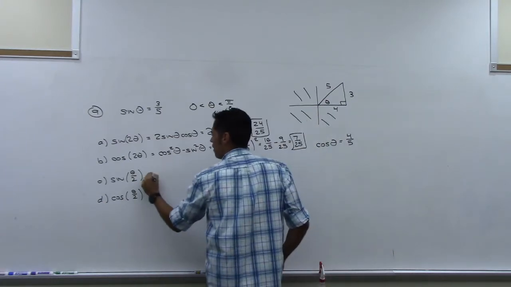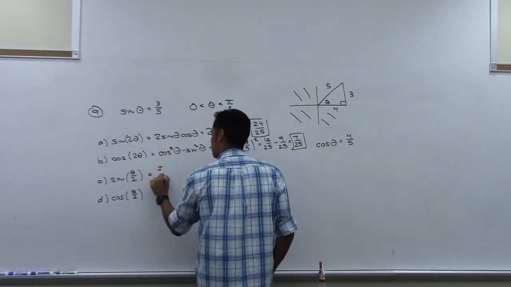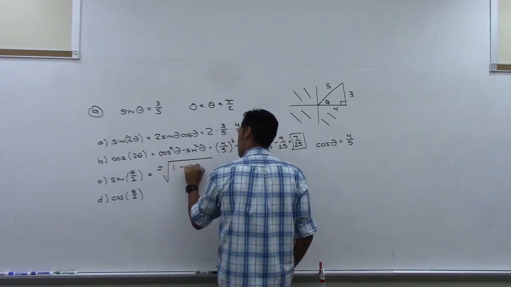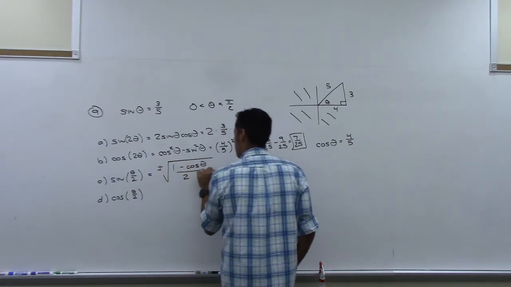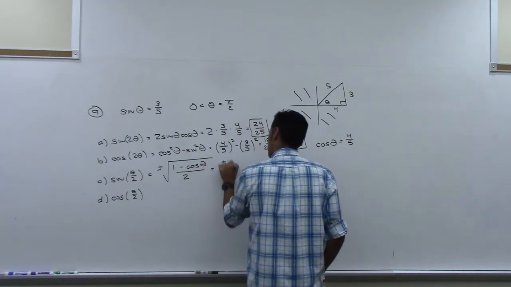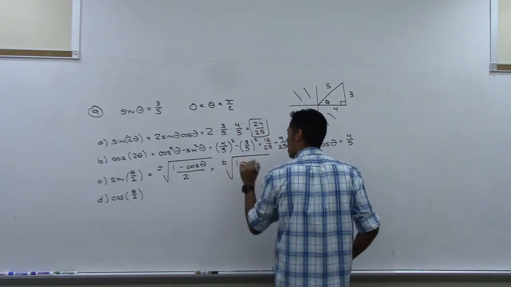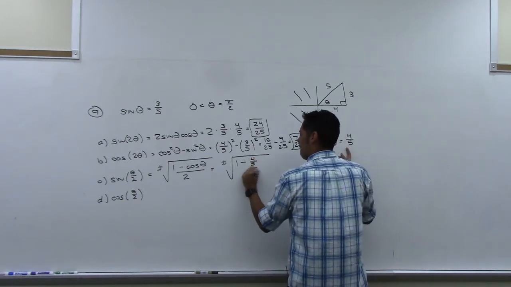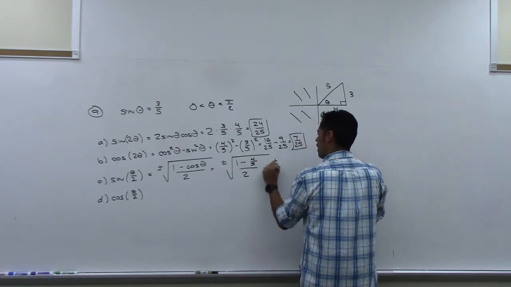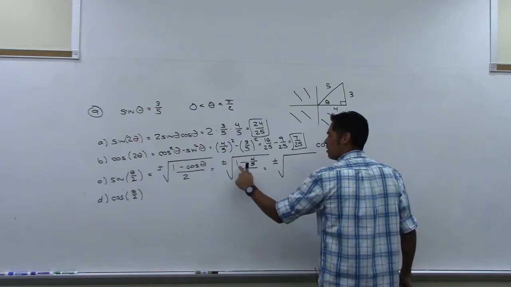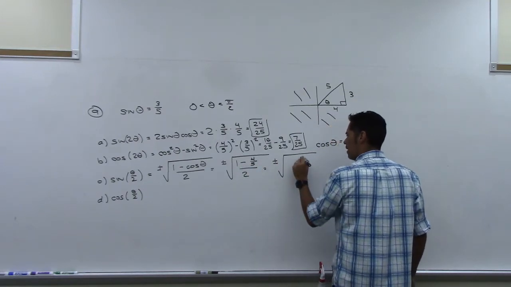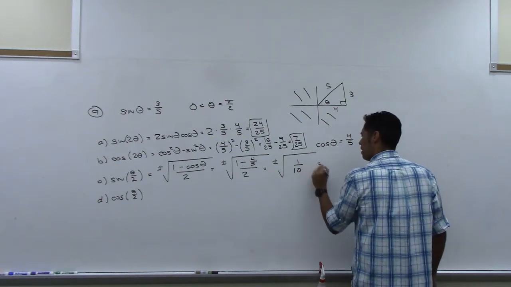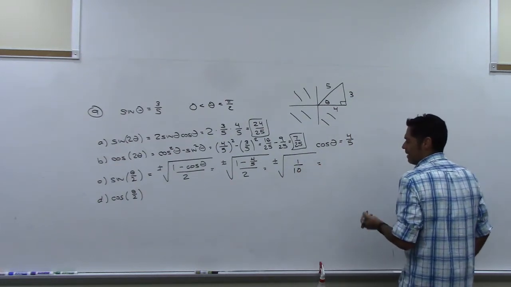And then sine of theta over 2 is plus or minus the square root of (1 minus cosine theta) over 2. So this is plus or minus the square root of 1 minus cosine theta, which is 4/5, over 2, which is plus or minus square root of, see, 1 minus 4/5 is 1/5, and then divide that by 2, I get 1/10. And I can leave it like that.